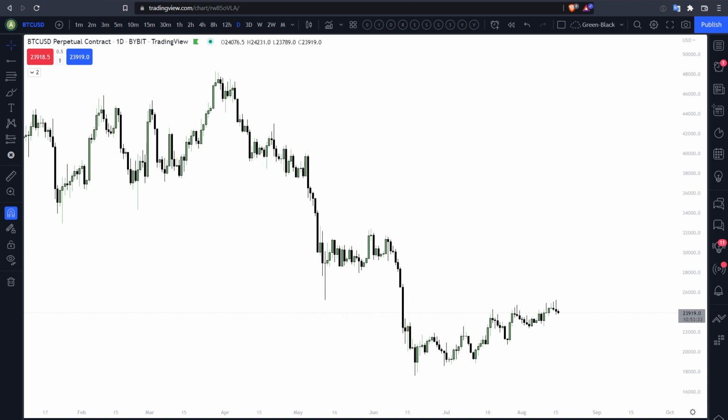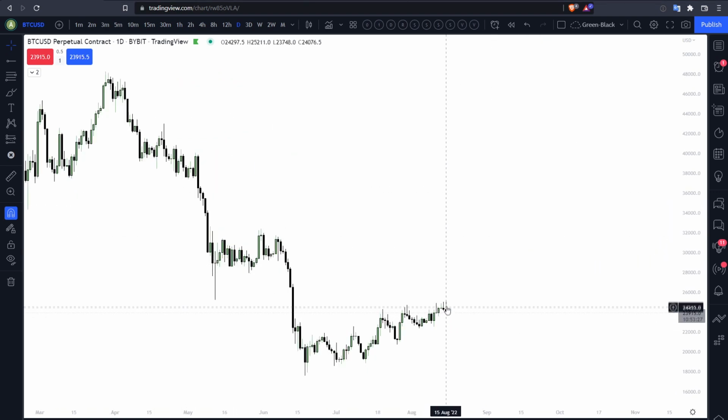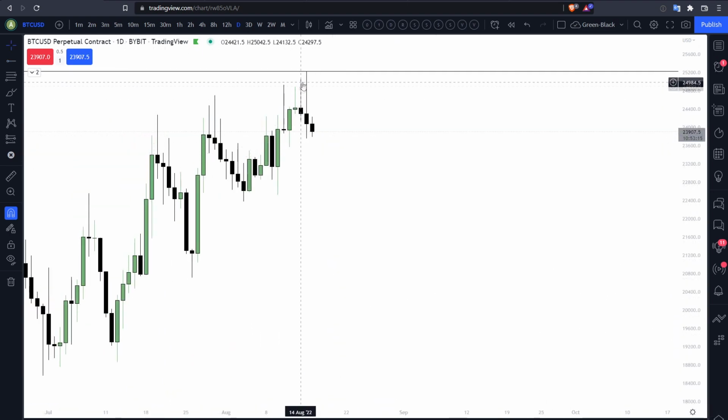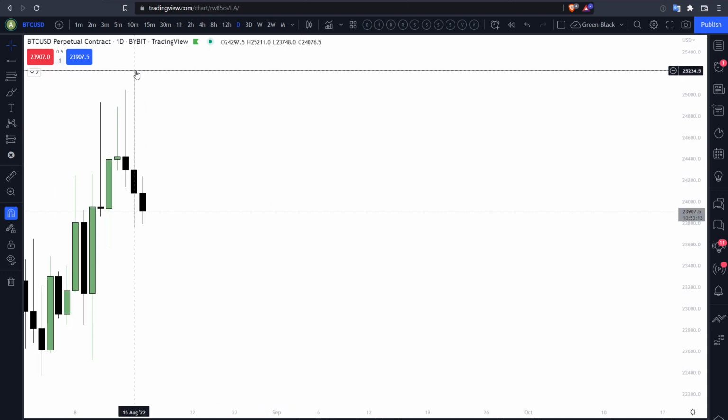We are looking at a Bitcoin daily chart, and what I can immediately identify is that on this particular candle yesterday, on the high we reached the previous low here. Let's draw a line. The price almost reached that line.